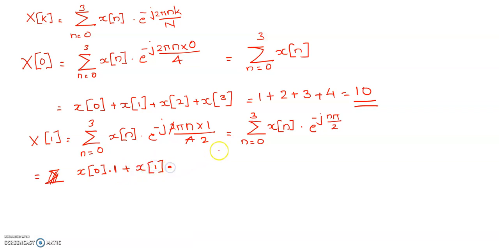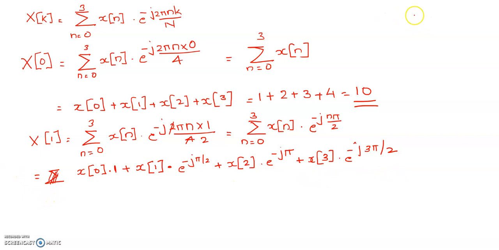When n is 1, this term becomes 1 into pi by 2. So it becomes e raised to minus j pi by 2 plus x of 2 into e raised to minus j. When you substitute 2 over here, this 2 and 2 will get cancelled. So it becomes e raised to minus j pi plus x of 3 into e raised to minus j 3 pi by 2. So this will be the expansion of this particular series.